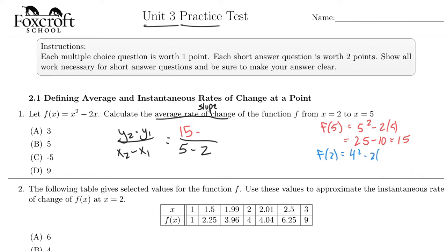Minus 2. Oops, I put 4 squared instead of 2 squared. So 2 squared minus 2 times 2 is 4 minus 4 is 0. So the y value that goes with 2 is 0. And now I simplify my expression to get 5. And so the right answer for the average rate of change of this function from 2 to 5 is 5.